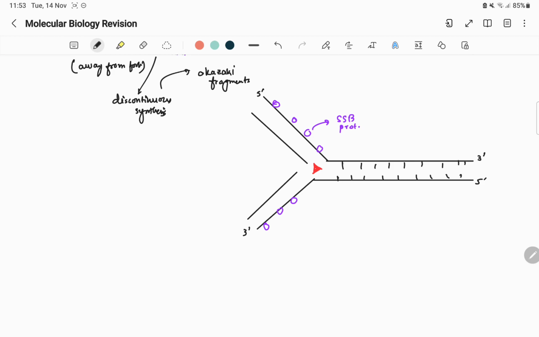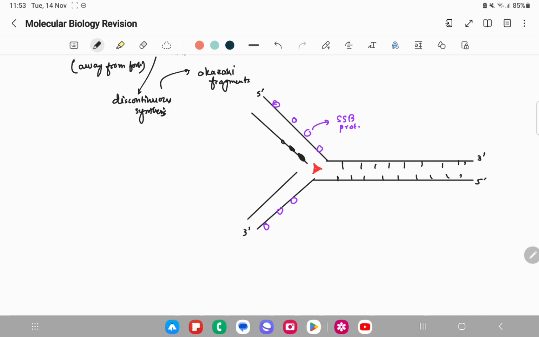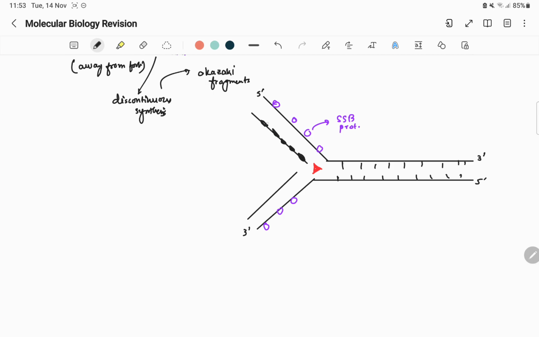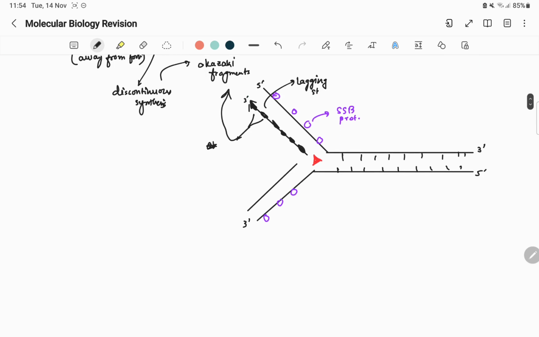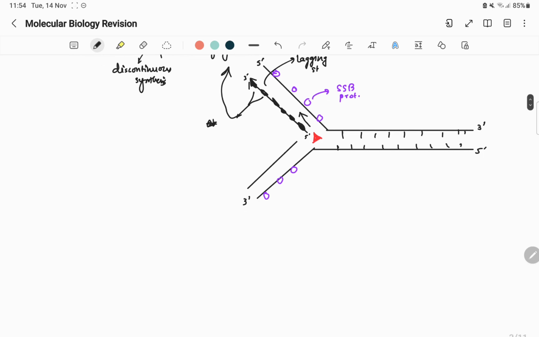So synthesis will occur in this manner, base by base or part by part. They will be synthesized in fragments called Okazaki fragments. This is the lagging strand. You can observe that in the lagging strand, 5' to 3' direction synthesis is occurring, and in the leading strand the synthesis is continuous.